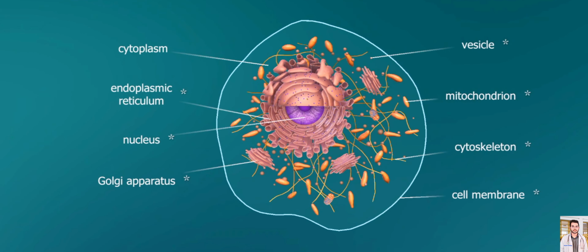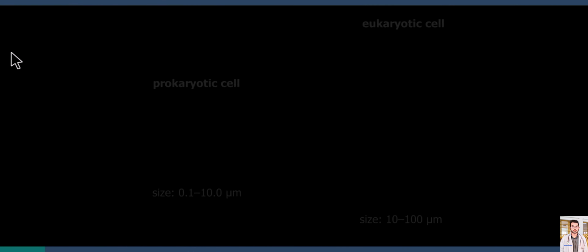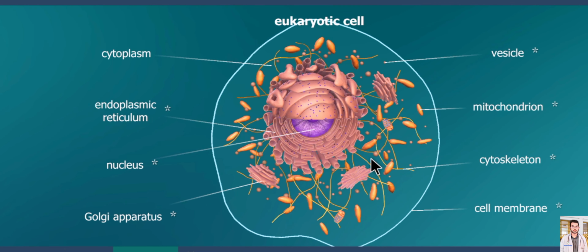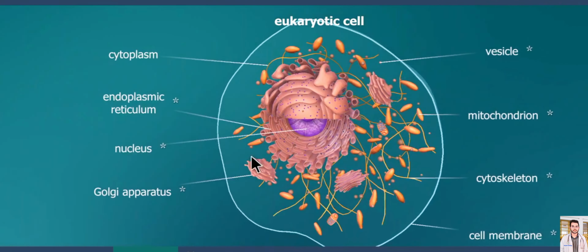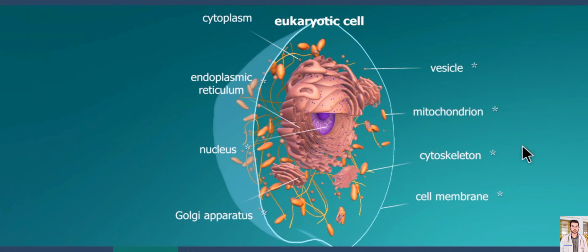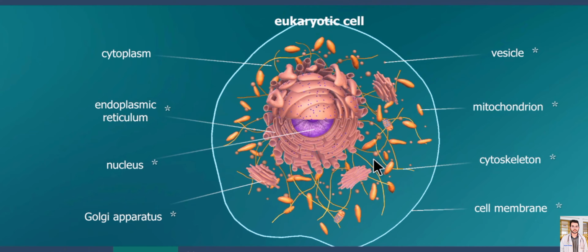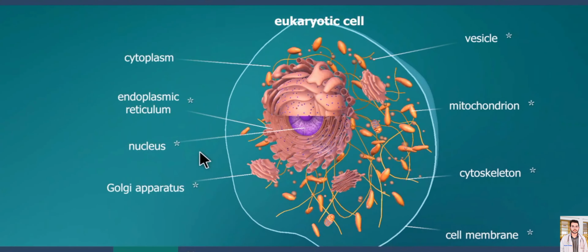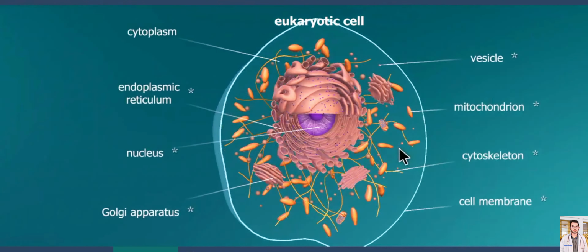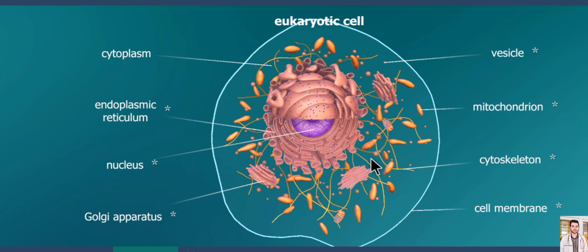The most prominent feature of eukaryotic cells is the nucleus, which contains the cell's DNA. The nucleus is surrounded by a double membrane called the nuclear envelope, which contains nuclear pores that allow materials to move in and out of the nucleus. The DNA is organized into chromosomes, which are composed of DNA and proteins called histones. Eukaryotic cells are found in animals and plants.